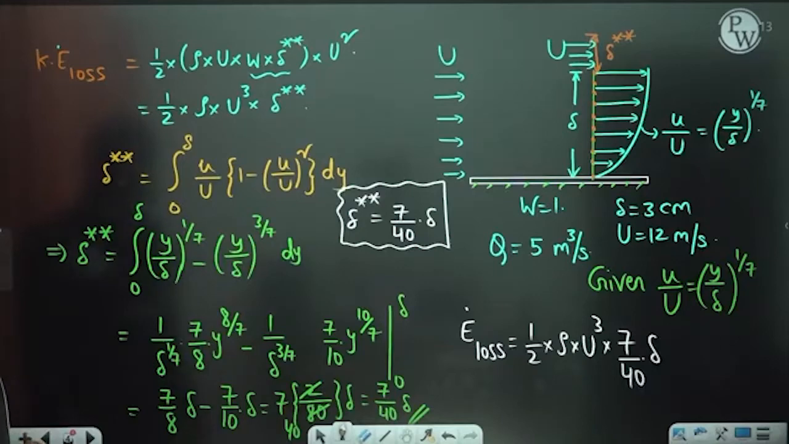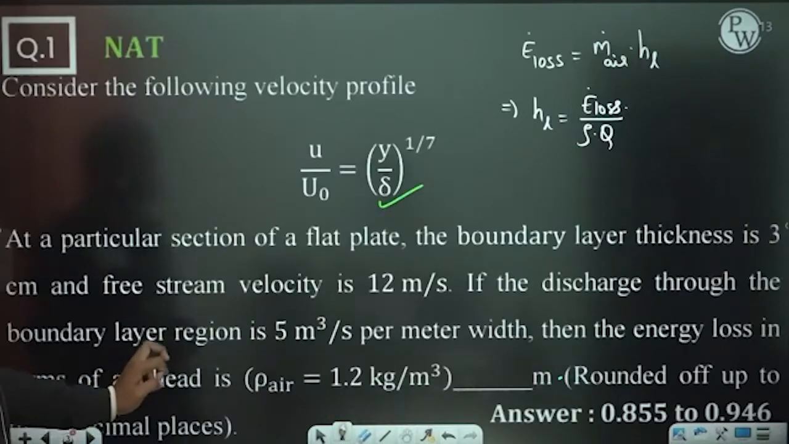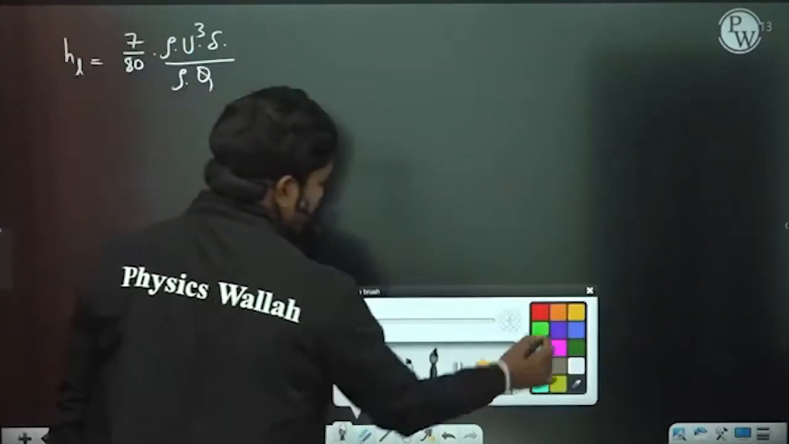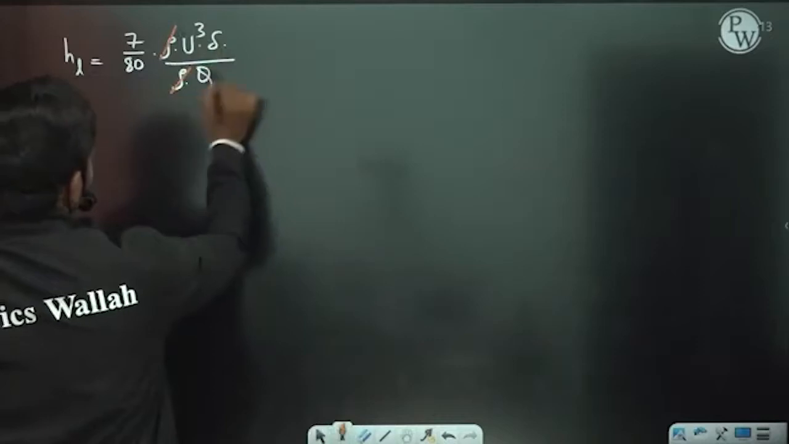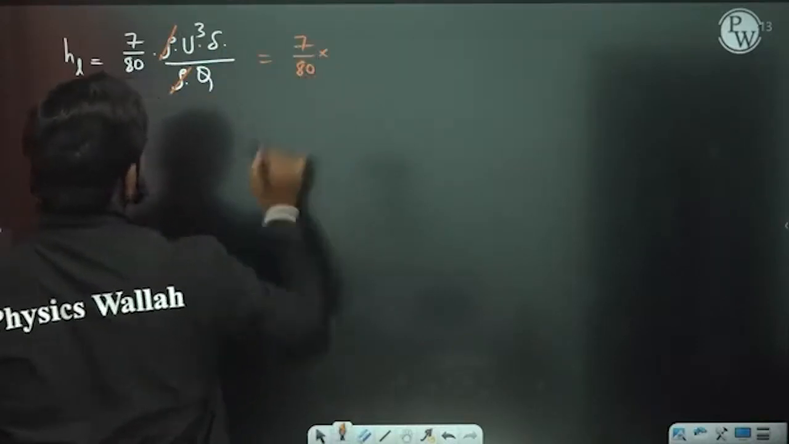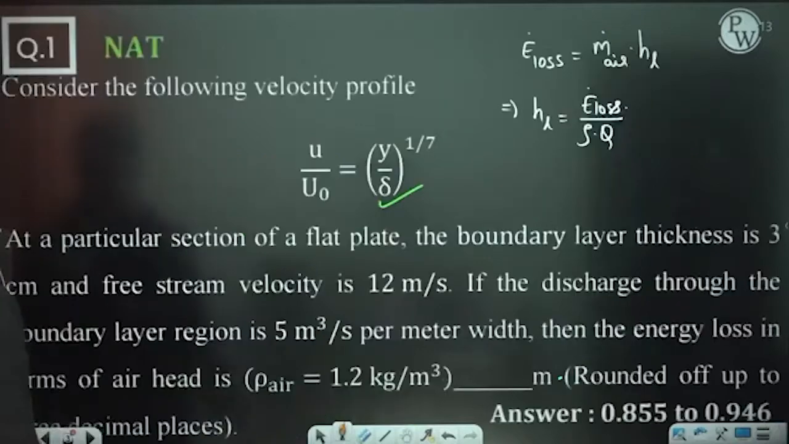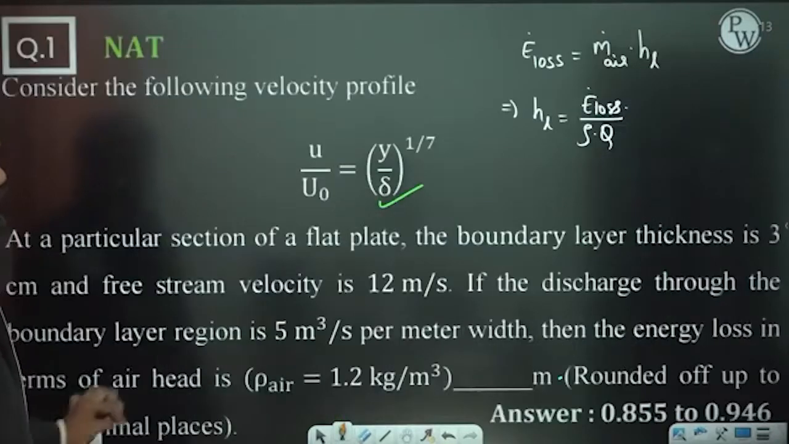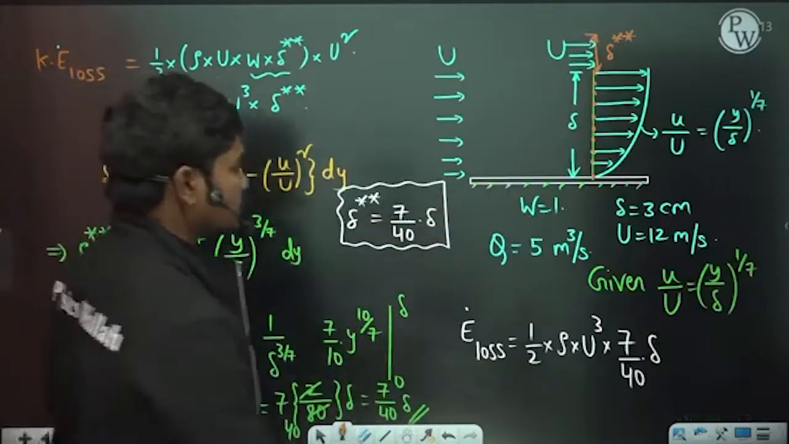So what is the discharge value here? So please tell me what is the discharge value? 5 meter cube per second. Okay, so 5 meter cube per second. So Q. So if you simplify these values, rho gets cancelled. So 7 by 80 times U cube. What is the free stream velocity? Free stream velocity we have noted here as 12 meters per second, correct? So this is 12 meters per second.